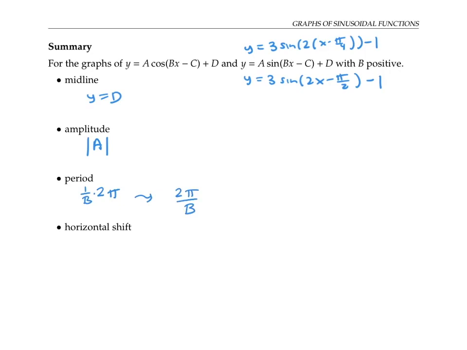The trickiest thing is the horizontal shift, and to get that right, I like to factor out this b from my equation. So instead of writing y = a cos(bx - c) + d, I'm going to write y = a cos(b(x - c/b)) + d.